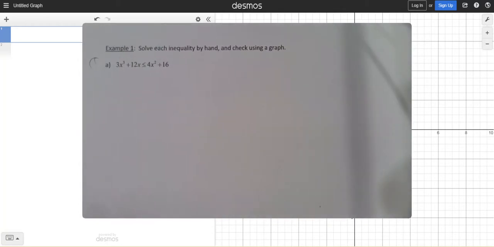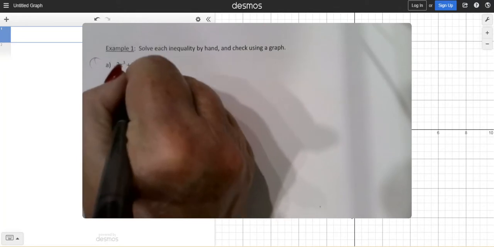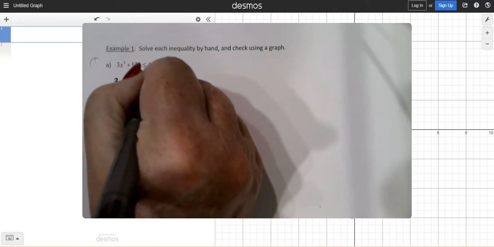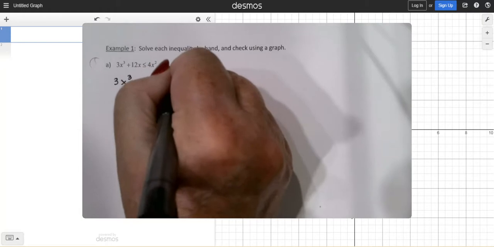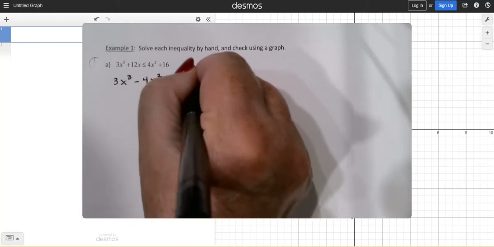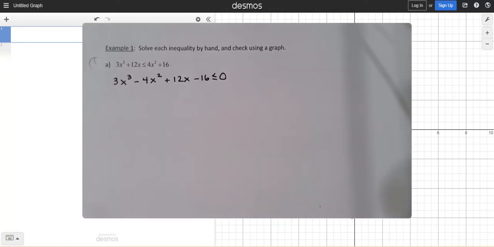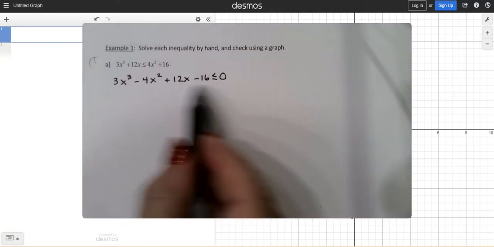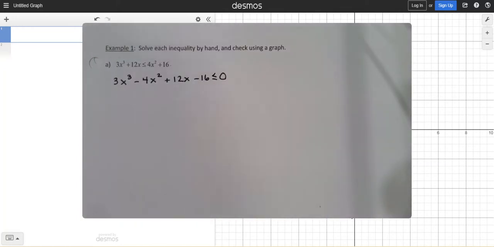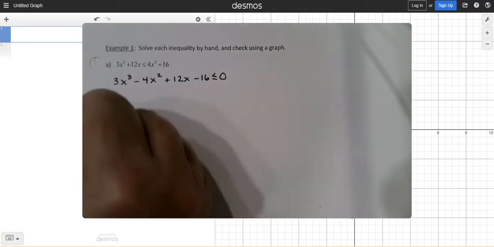All right, so here's the inequality I'm trying to solve. And again, I very much prefer to have 0 on one side. So let's get that first. Got my 3x cubed. I'm going to subtract the 4x squared, keep the plus 12x, and subtract the 16. So that's the inequality that I'm going to consider the actual problem I'm trying to solve. It's a version of that.